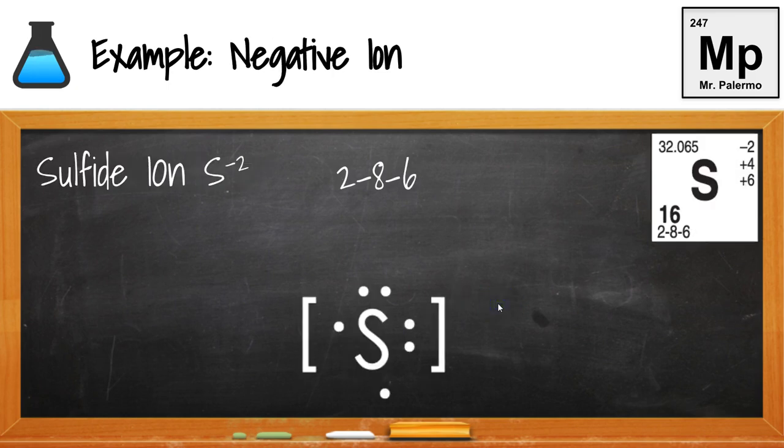Let's look at a negative ion. So for the sulfide ion, sulfur has an electron configuration of 2-8-6, indicating 6 valence electrons in the valence shell. The negative 2 indicates that it's going to gain 2 electrons. So we put our symbol, we have our brackets, and now we're going to add 2 electrons to our symbol here. And now we have 8 dots representing the 8 valence electrons. Because we gain 2 electrons, we carry a negative 2 charge. We put that charge in the upper right hand corner.